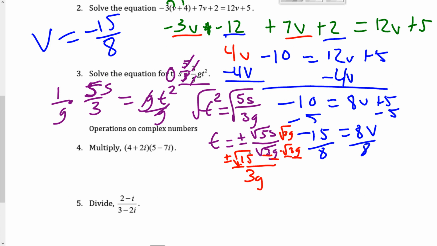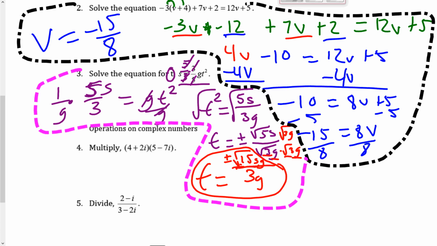So then I have the square root, plus or minus the square root of 15 sg all over 3g. So that's what my t is equal to. Right there. Okay, moving on.